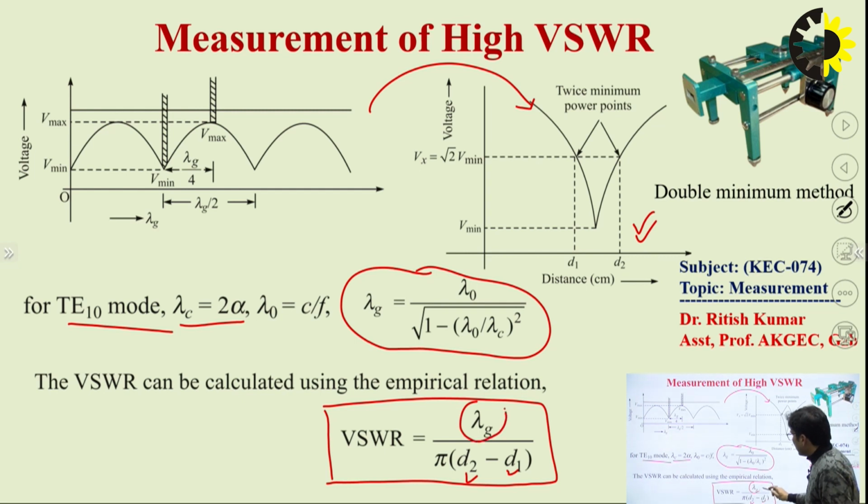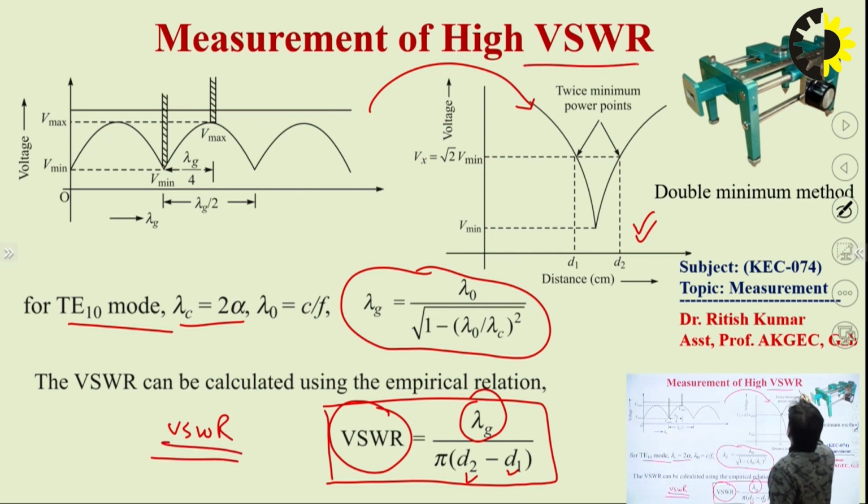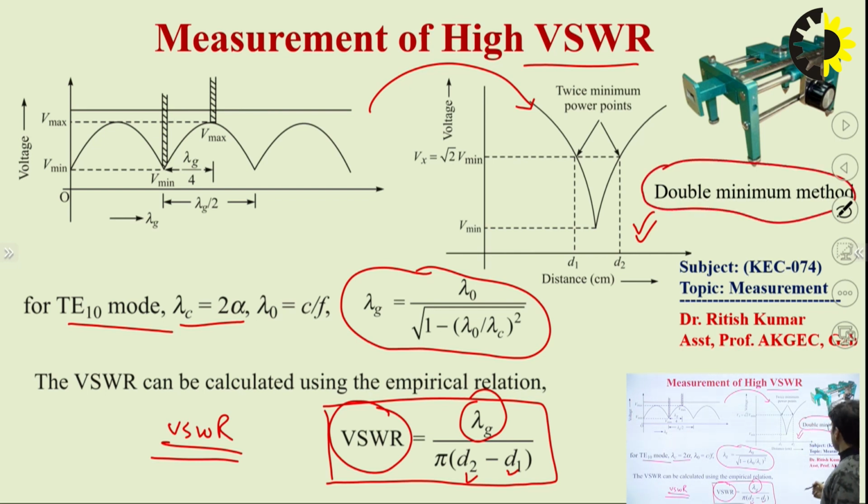We know the guided wavelength lambda g, and the separation of the two minima. By putting the value of lambda g and the separation of the double minima into the formula, we finally get the VSWR of the system. So this is the method of measuring high VSWR by using the double minima method. I hope this article is clear to all of you.